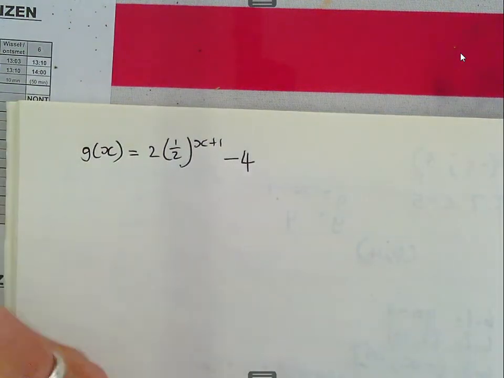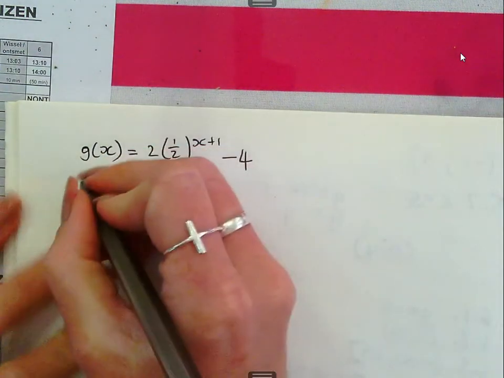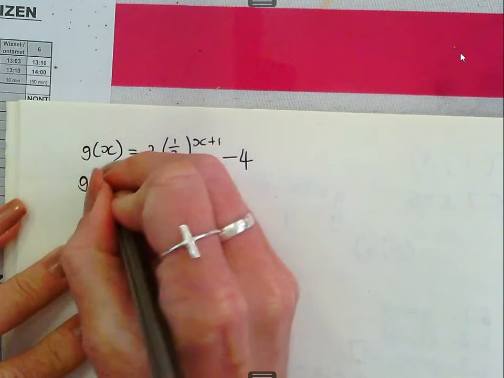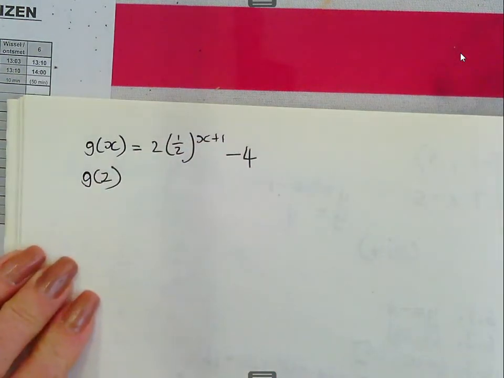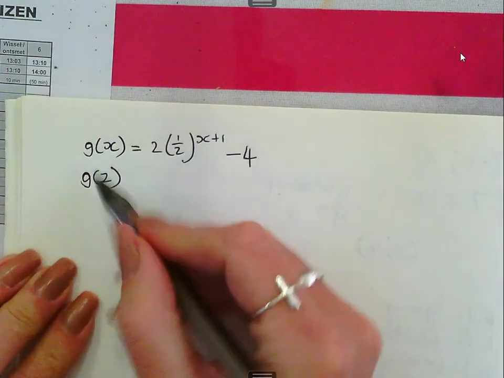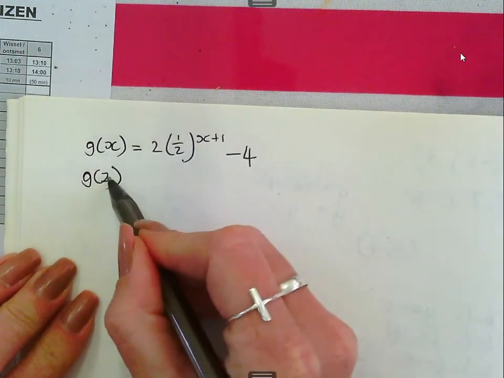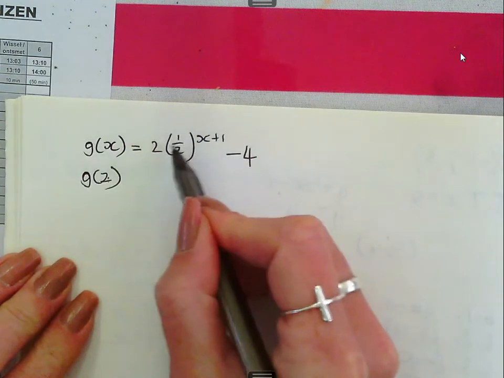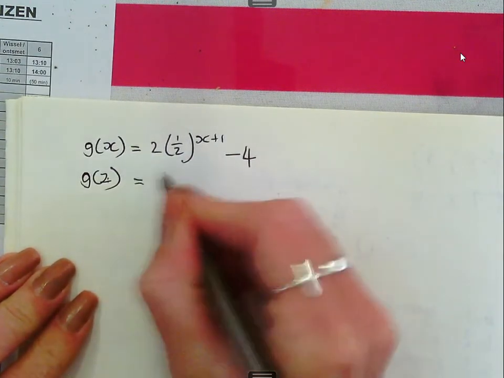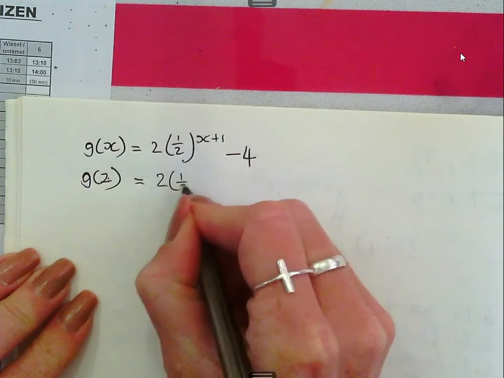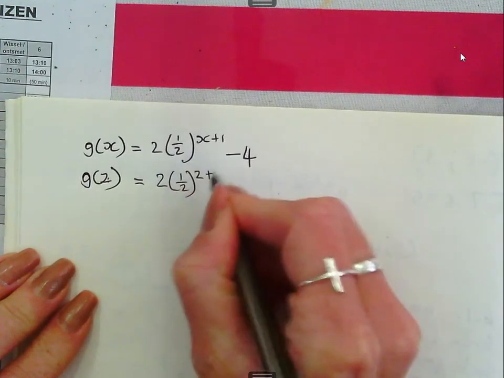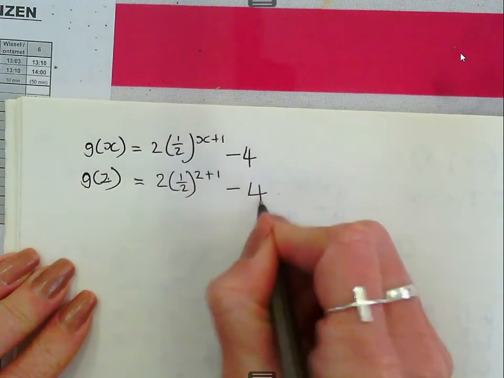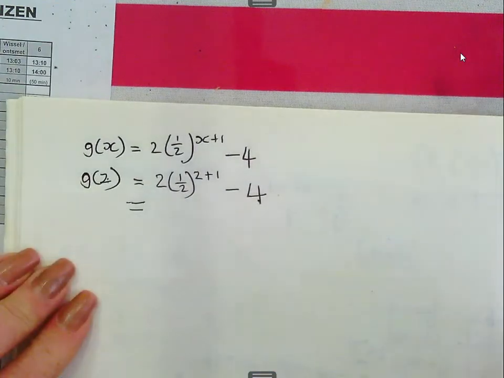If I were to write, calculate g of 2, that means the 2 is in the place of x. You have to substitute the x with 2. It would look like this: 2 bracket a half, close the bracket, 2 plus 1 minus 4. And you would type that in your calculator.